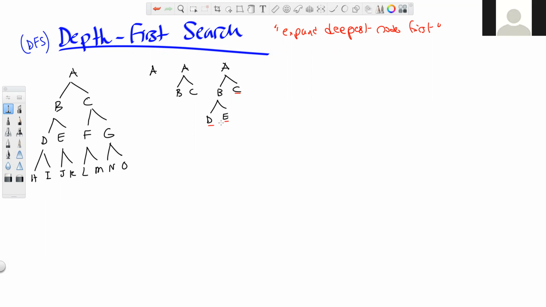Okay, someone said D. So a better answer is D or E, right? Because they're equally good and we're breaking ties alphabetically. So look what's going to happen next. Soon enough, you're going to see how the picture starts looking very different from what happened in breadth first search. So here I have H and I.